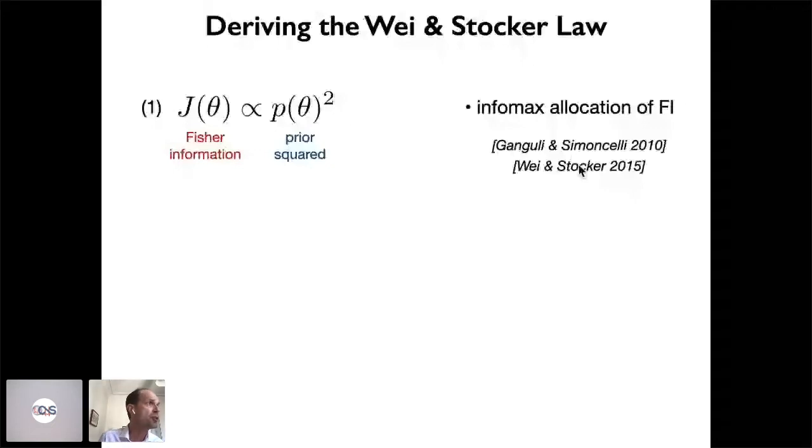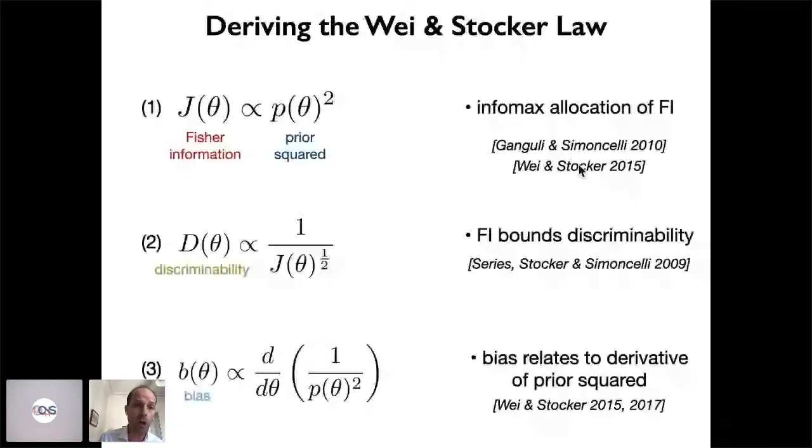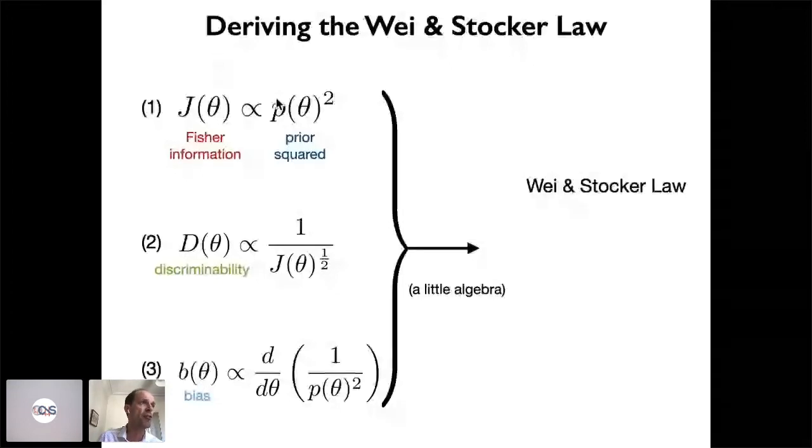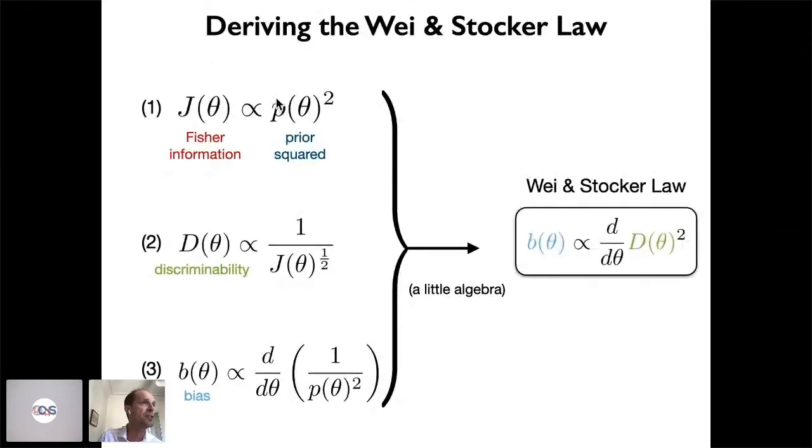All right, there are two other results from the prior literature, which I'm going to skip over. I'll just mention them very briefly. A 2009 paper from Pouget and Seriès showed that discriminability is bounded by 1 over the Fisher information to the 1/2 power. And then previous work from Wei and Stocker showed that bias can be related to the derivative of 1 over the prior squared. Okay, and basically what I'll tell you is if you just play a little bit of algebra with these three formulas on the right, the Wei and Stocker law arises.